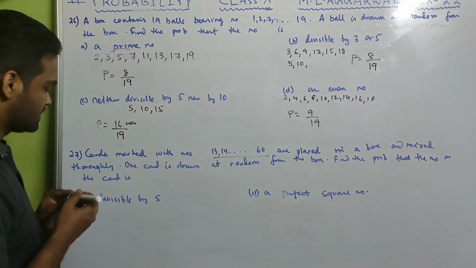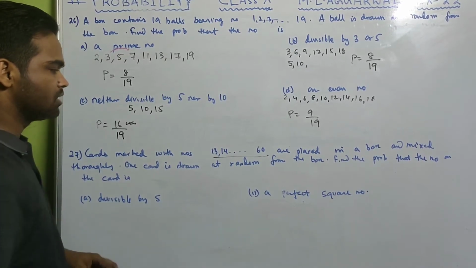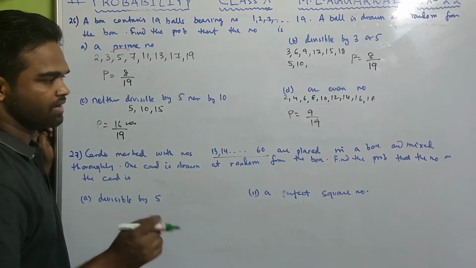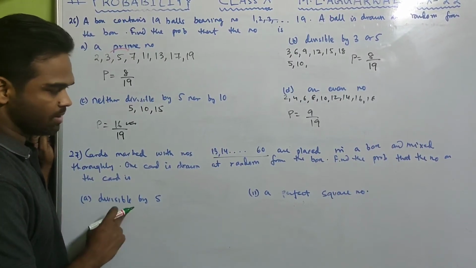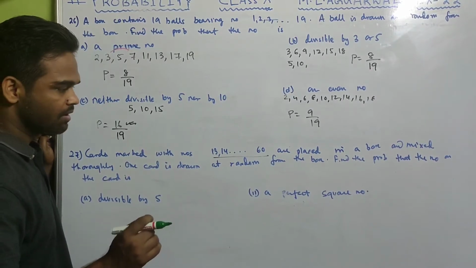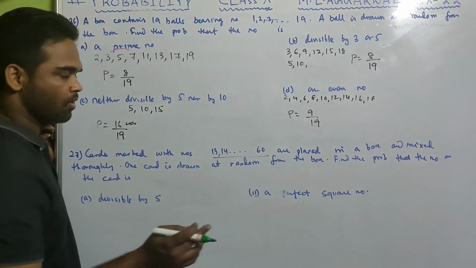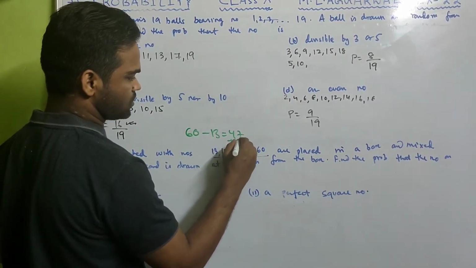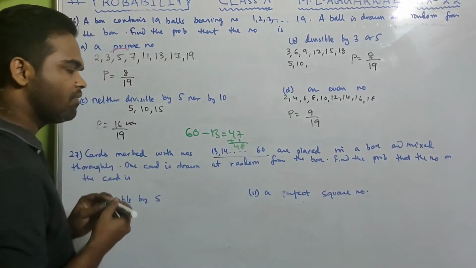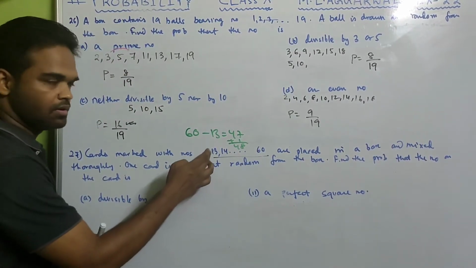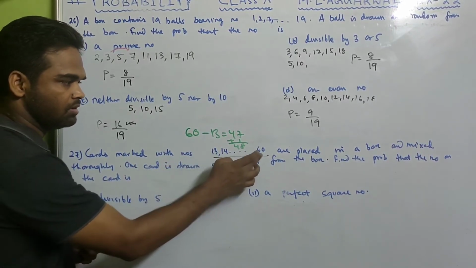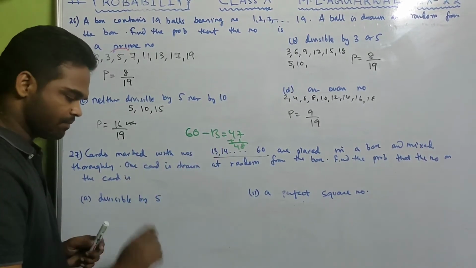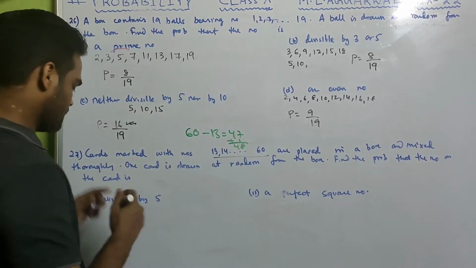Now let us see number 27. Cards marked with numbers 13 to 60 are placed in a box and mixed thoroughly. One card is drawn at random from the box. Find the probability that the number on the card is divisible by 5, a perfect square number. First thing, how many total outcomes are possible? See, 60 minus 13 is 47, plus 1, 48. So the total number of outcomes possible is 48, because from 13 to 60 there are 48 numbers.